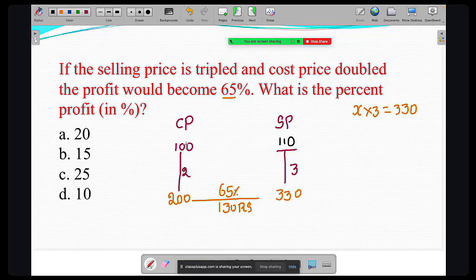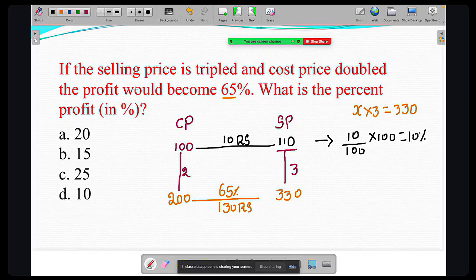100 is the cost price, 110 is the selling price. Tell me here how much I got profit. 10 rupees? Yes, 10 rupees. I got 10 rupees profit on my investment of 100 rupees, which means I got 10% profit. Is it clear?